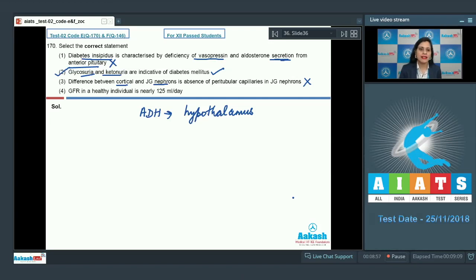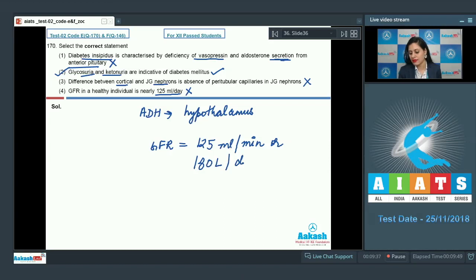The next statement given is, GFR in a healthy individual is nearly 125 ml per day. And this is an incorrect statement because GFR in a healthy individual is nearly 125 ml per minute or 180 liters per day. So the correct answer for this question is option number 2. Let's move on to the next question.